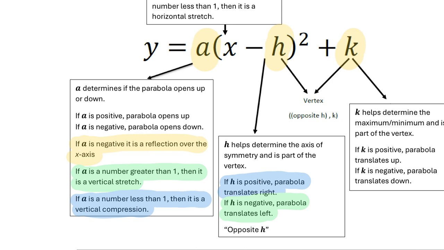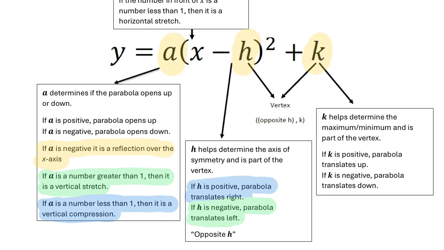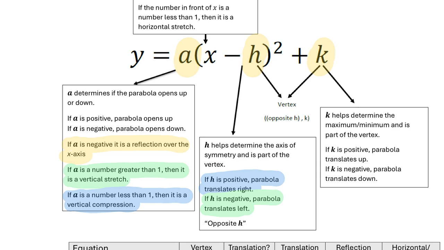Okay. Now K, that's your vertical shift, and it's pretty much self-explanatory: if K is positive, it's going to shift up. And if K is negative, it's going to shift down.